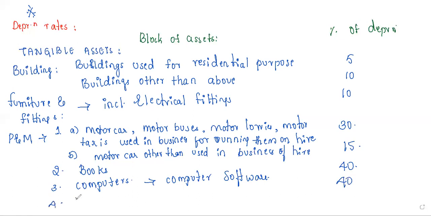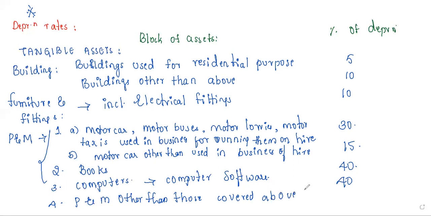The last but not the least, that is plant and machinery other than those covered above. That is, other than all these things, for any other plant and machinery, the general rate, GR, is 15%.